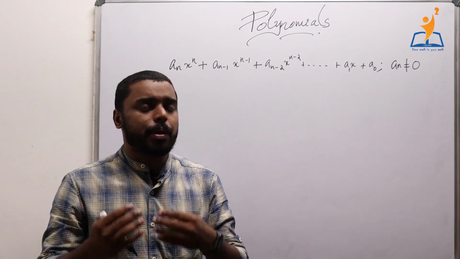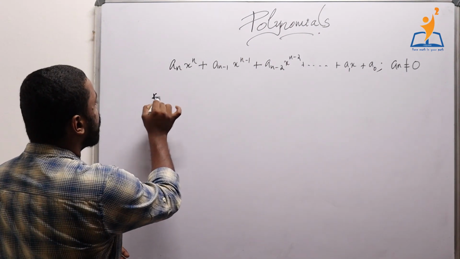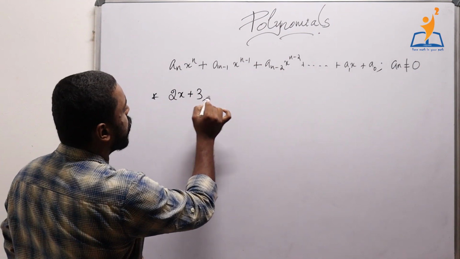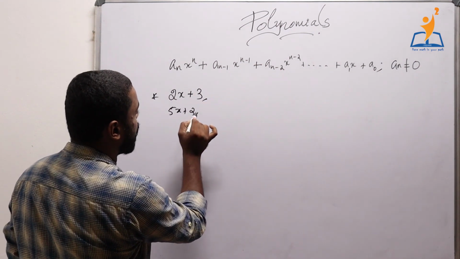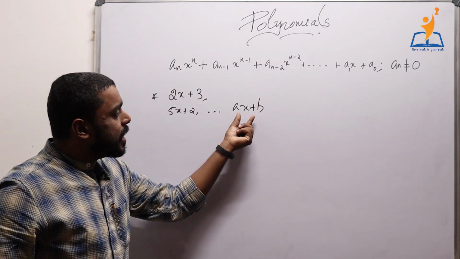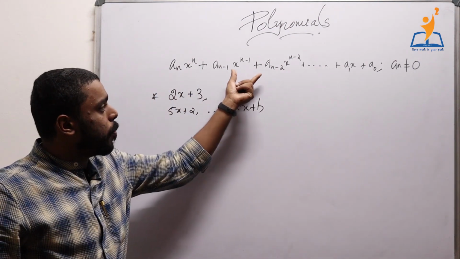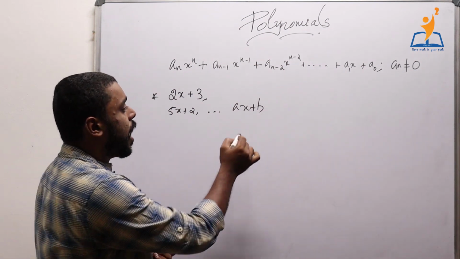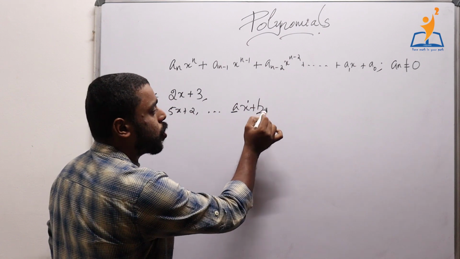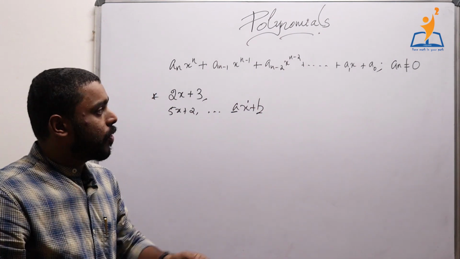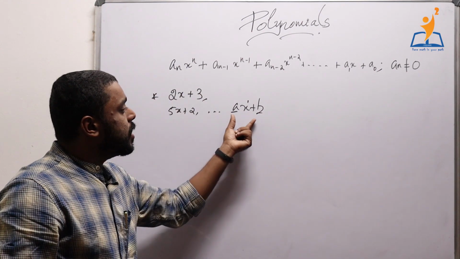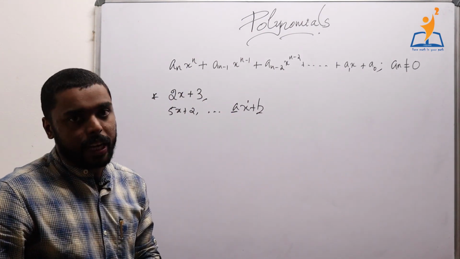Now, we shall check some examples. You have seen many expressions of the form 2x plus 3, 5x plus 2, etc. In general, it is of the form ax plus b. This is also of the form above, where the highest power is 1, the first coefficient is a, and the constant term is b. Here the constant term is nothing but a_0. So, this is also a polynomial.